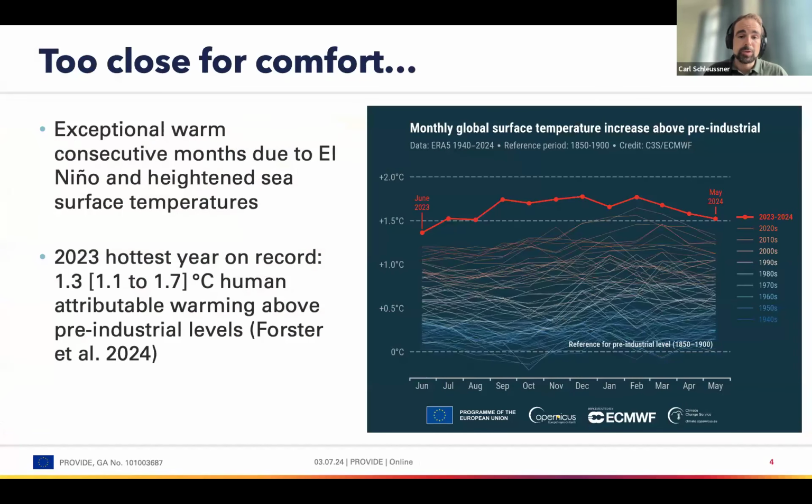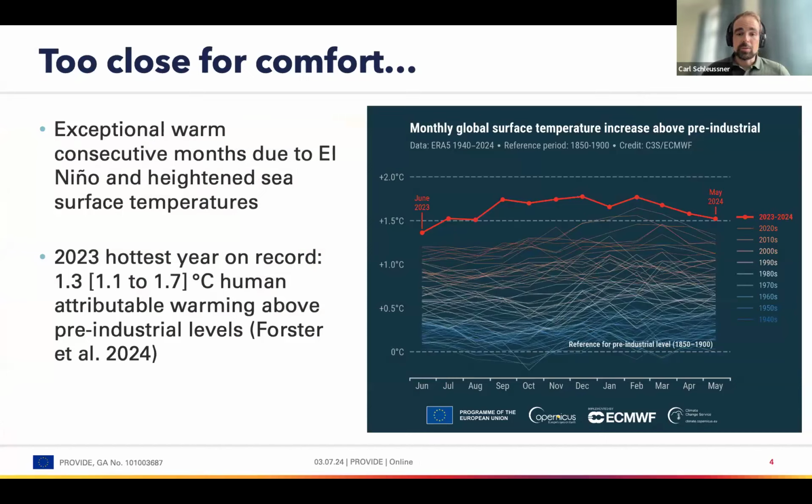I think most of you have seen graphs like this one. This year, the ongoing El Niño and high sea surface temperatures that we are seeing across the globe provide us a stark reminder that we are way too close for comfort when it comes to the 1.5 degree limit of the Paris Agreement. In fact, last year has come in at around 1.4 degrees of annual warming, and our best estimate for the human-made component to it is around 1.3 degrees of warming.